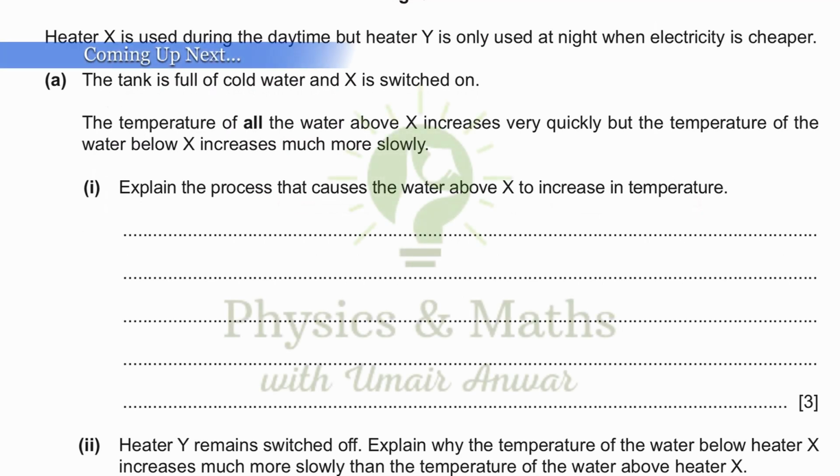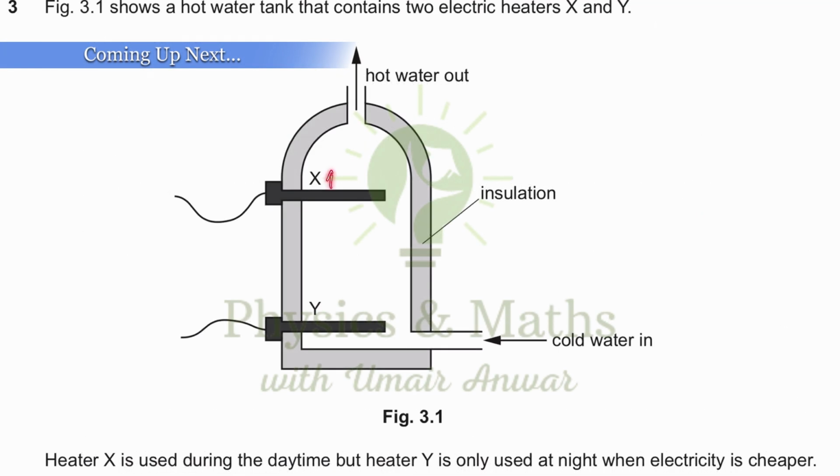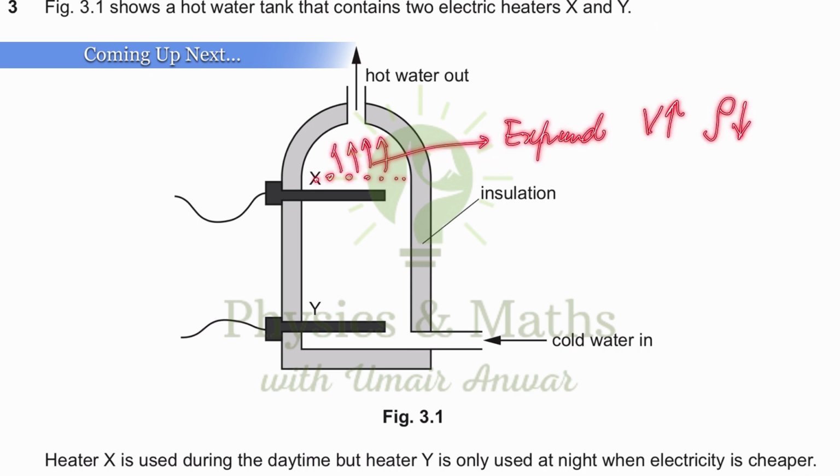The water above X is receiving heat energy from this heater, and when the water particles receive energy, initially they expand. And expansion means their volume is increasing, so it means their density decreases. And these low density particles rise to the upper portion of the heater, and the molecules which are not heated, their density is higher, so they move down to replace these particles.